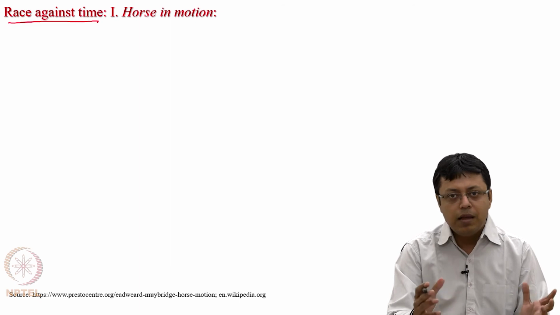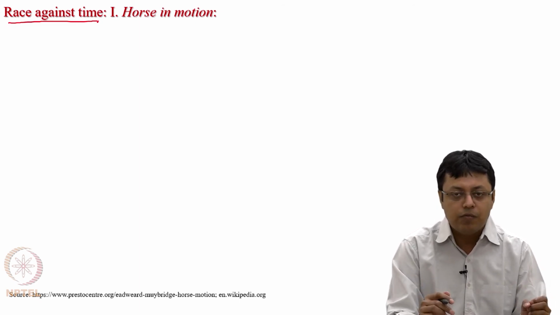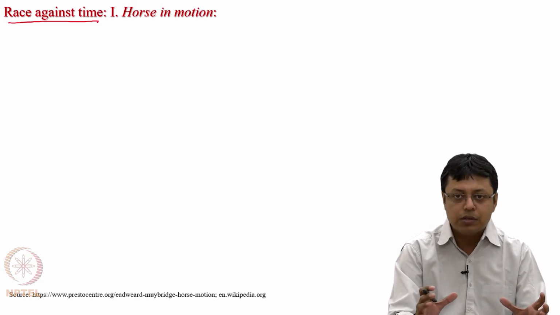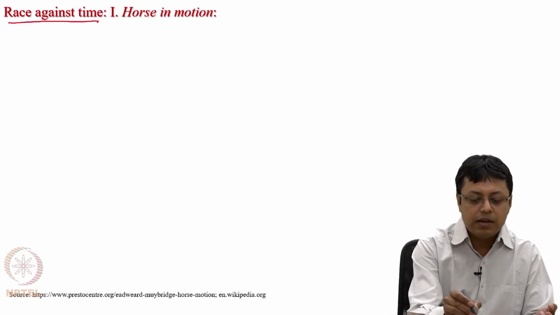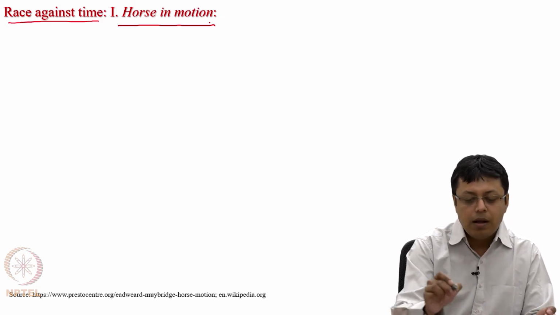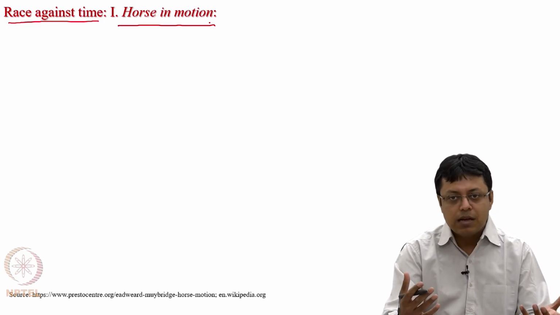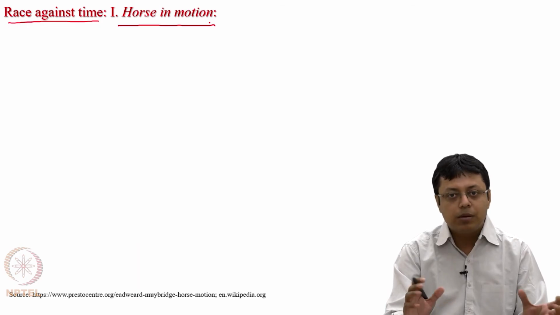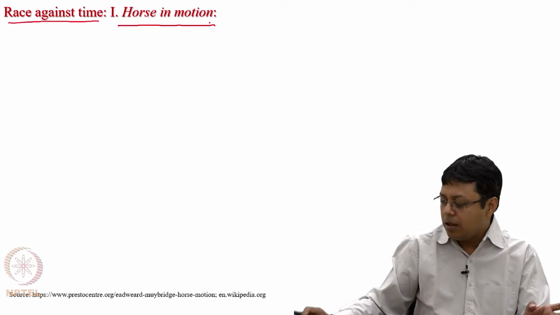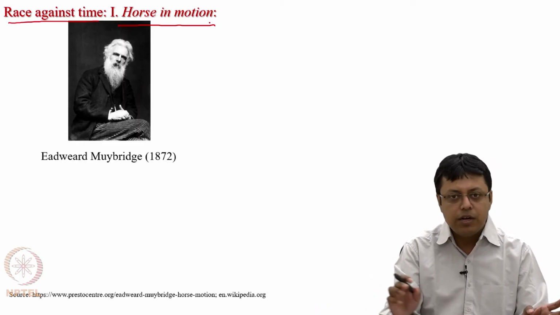Over time, the human race has struggled continuously to find better and better time resolution so that they can capture events which are faster. For example, there was a very classic experiment where it was speculated what happens, what is the motion of the horse, when a horse runs. This experiment was done way back in 1872 or so.